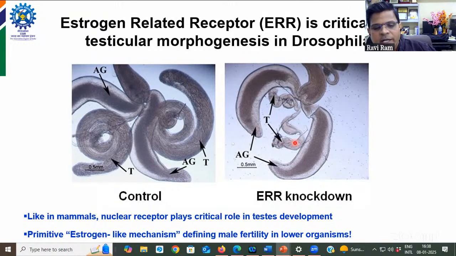And we looked at it and found that normal testicular morphogenesis is affected. I'm not getting into the mechanisms through which ERR regulates it, because I thought it would be too complicated for you people. But take my word, if you remove or silence ERR in testis, it's going to affect the development of testis.